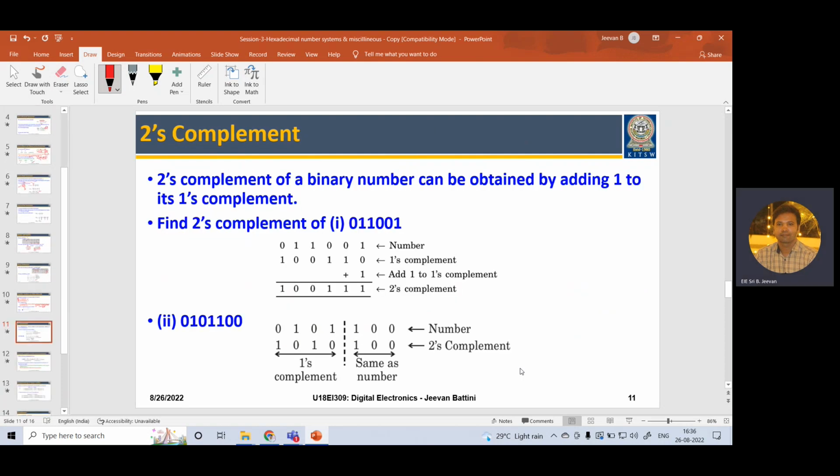And 2's complement means once you get 1's complement, add 1 to that, you'll be getting 2's complement. Very simple. To the 1's complement, we'll be adding 1, we'll be getting 2's. So you can cross-check this result. You can pause the video and cross-check the result.